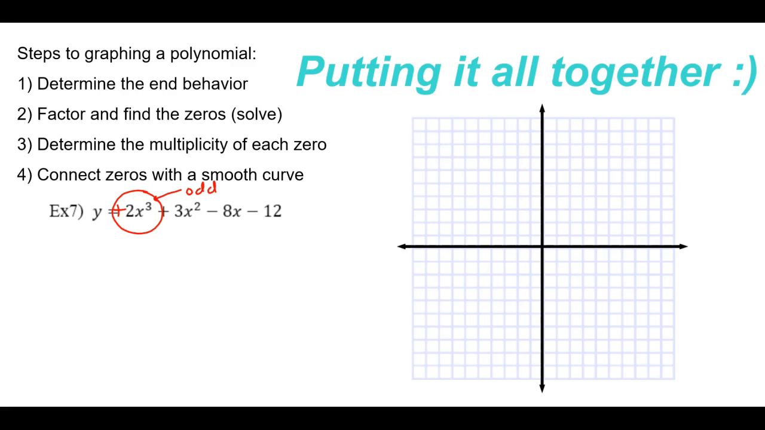So what are the arrows going to do? Good. It's going to start at the bottom and it's going to end at the top. So go ahead and make those notes on your graph so you'll remember that. All odd functions have the same end behavior. So it's just like a line. If a line starts at the bottom, it has to end at the top.